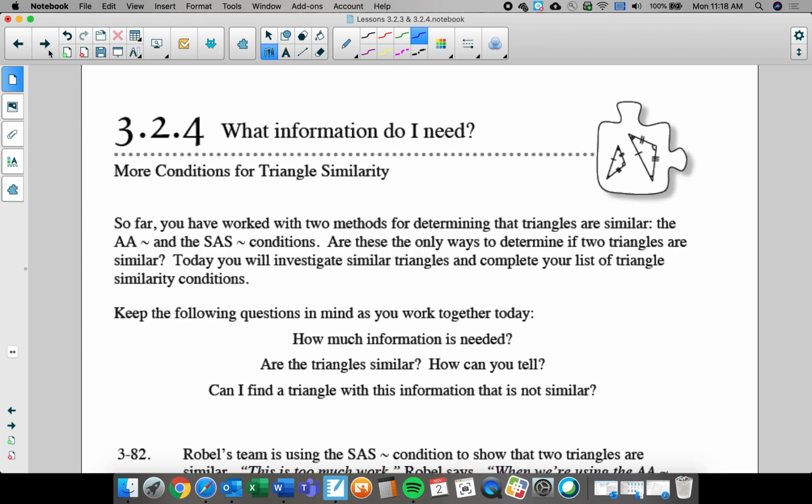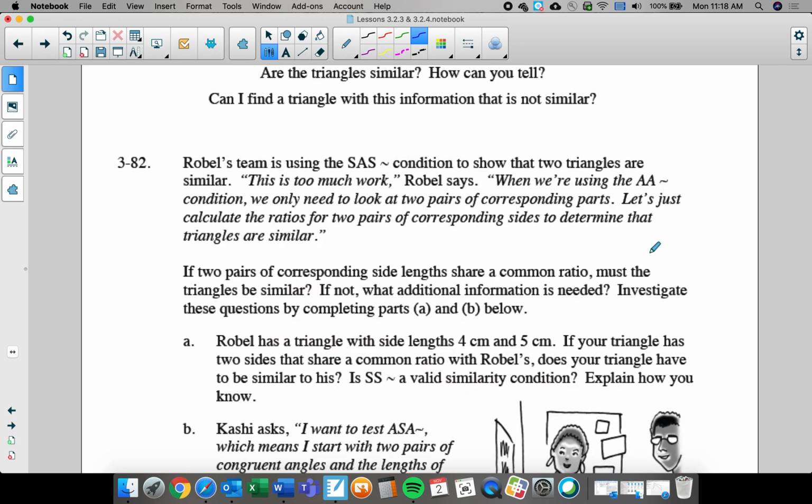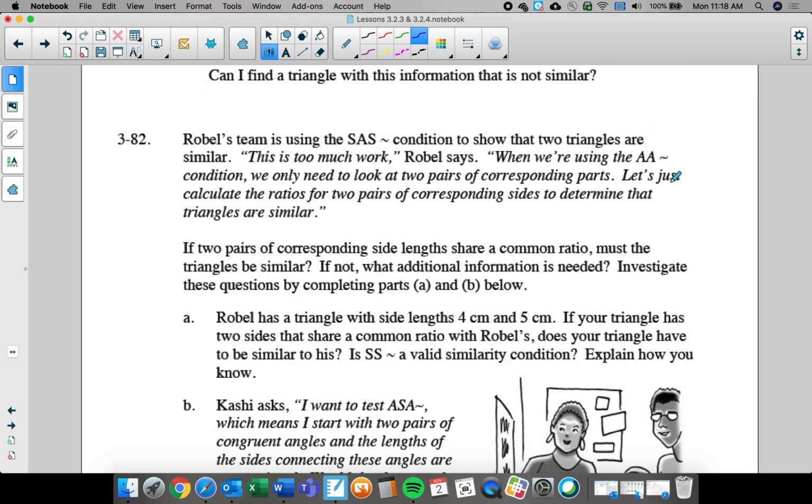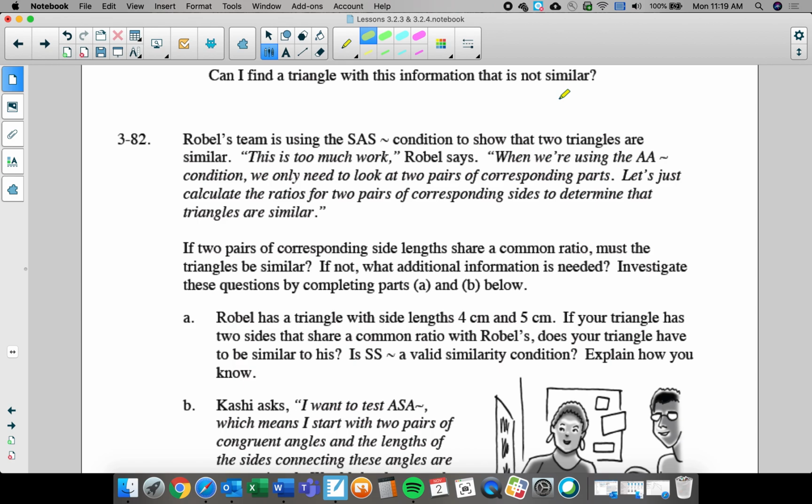All right, so then that takes us to lesson 3.2.4. That was more of a practice lesson and just recognizing as well that congruence means similar plus a 1-to-1 ratio. Now we're going to look at, are there any other conditions for similarity? Okay, and so as we go through and take a look, notice we had a side-angle-side similarity condition, and we had an angle-angle similarity condition. Those were the two that we already know of.